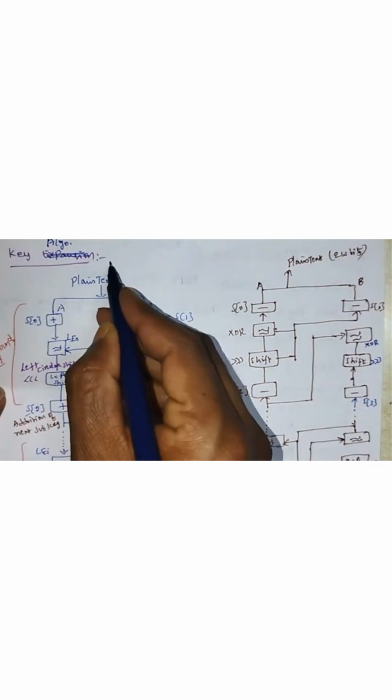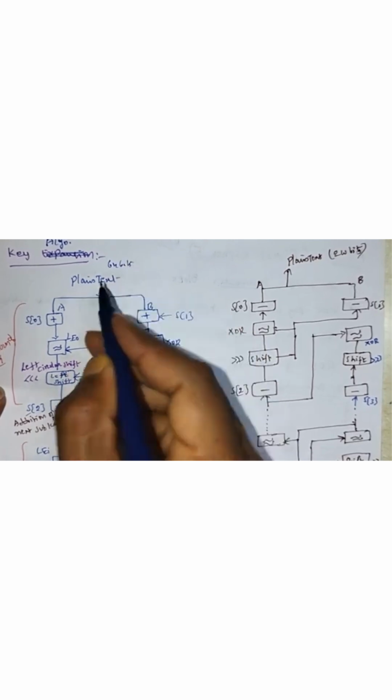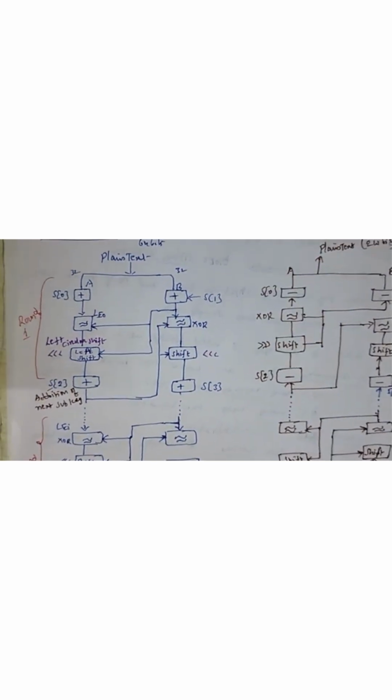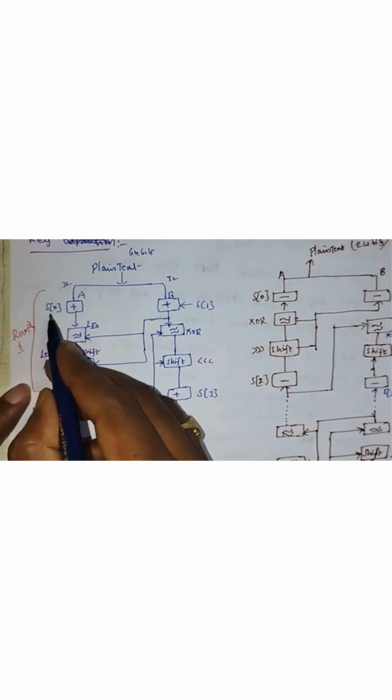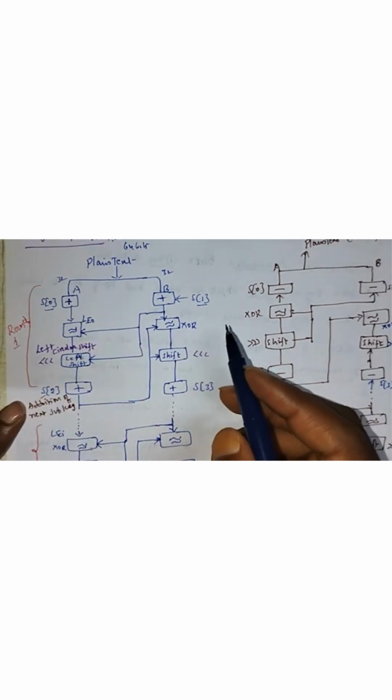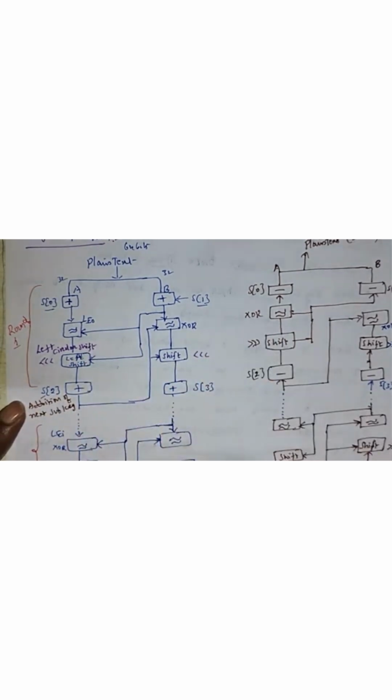Okay, these are 64 bits, then divided into 32 bits and 32 bits. Then the two sub keys are generated, S0 and S1. These two sub keys are added into A and B respectively, and C and D also. Then it will go to the round 1 operation.